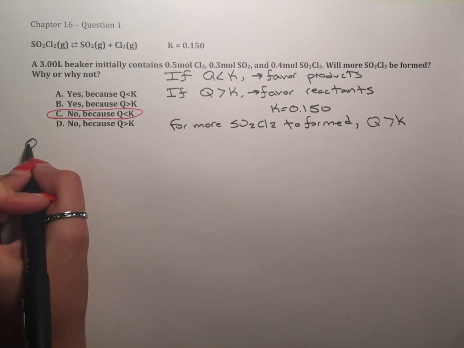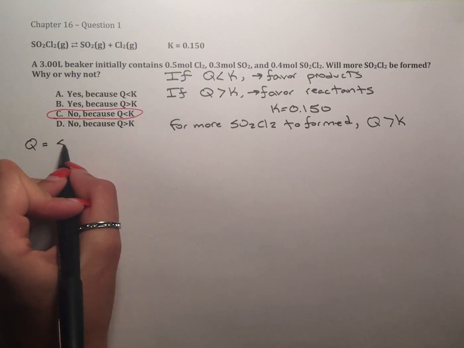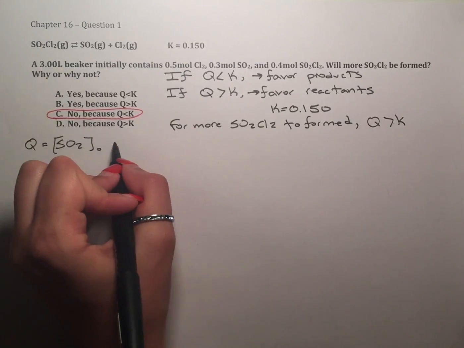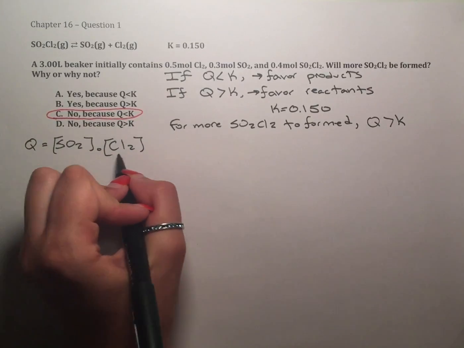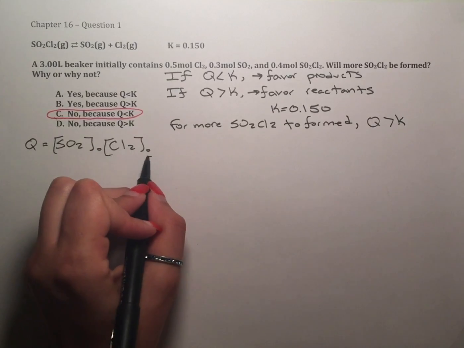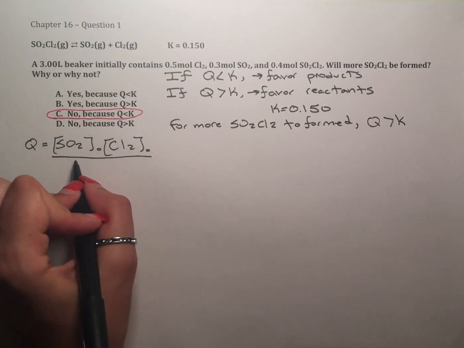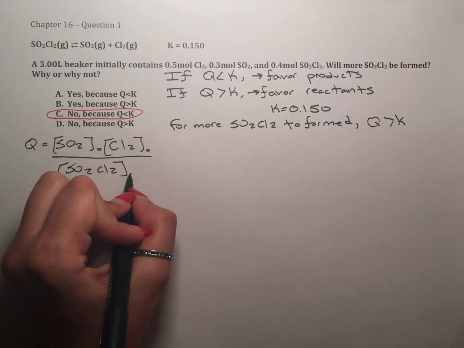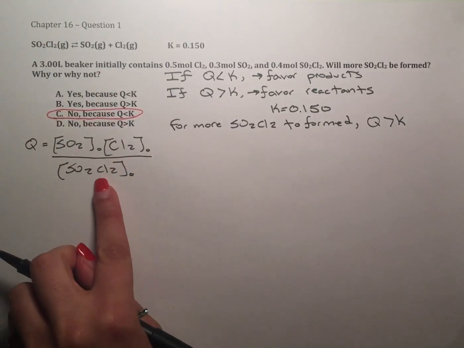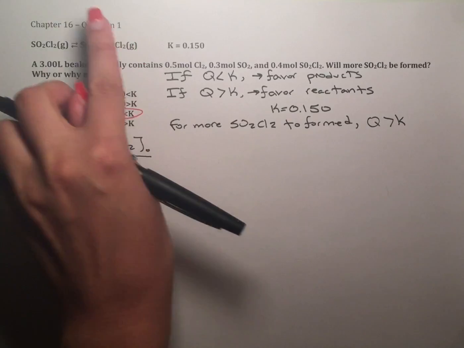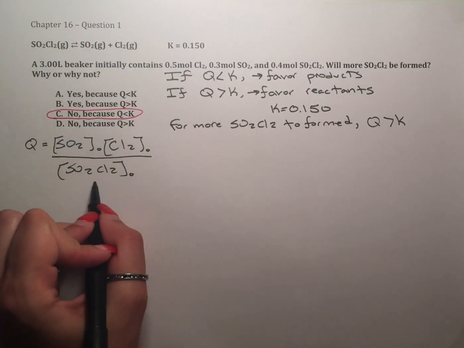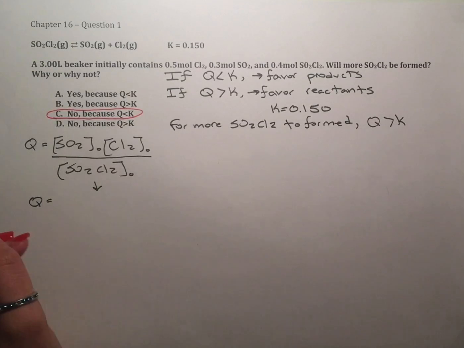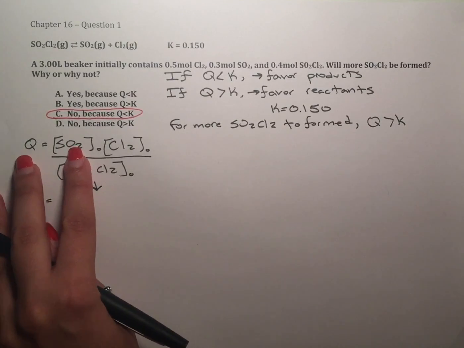Now Q is going to be equal to SO2 naught, Cl2 naught, and naught means initial, over SO2Cl2 naught. So as you can see, it's products over reactants. Now going a little further. Okay, so what is SO2 naught?